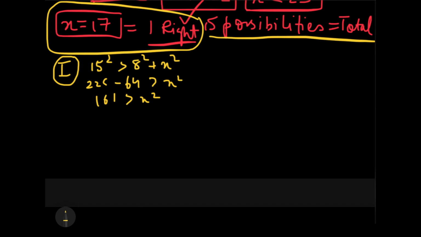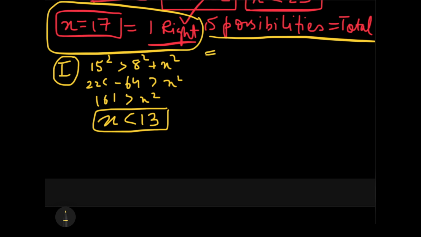Now what is the closest whole square you know? 13 square is 169, right? So that's the closest square you know. So you know that whatever happens, the value of x cannot be 13, and 12 square is 144, so definitely it can go up to 12 but not equal to 13. So this gives me the value of x as less than 13. From here I got this range.